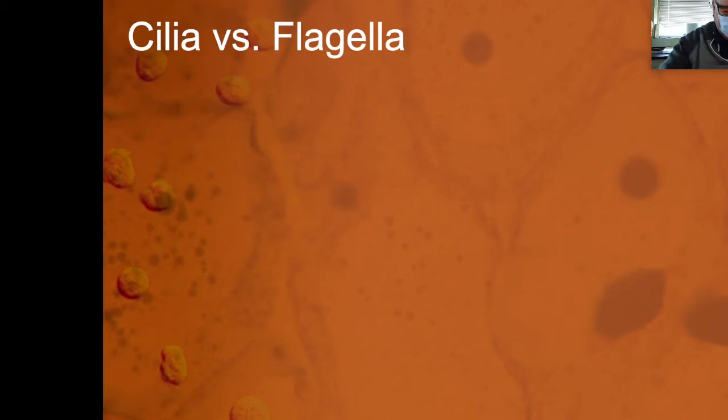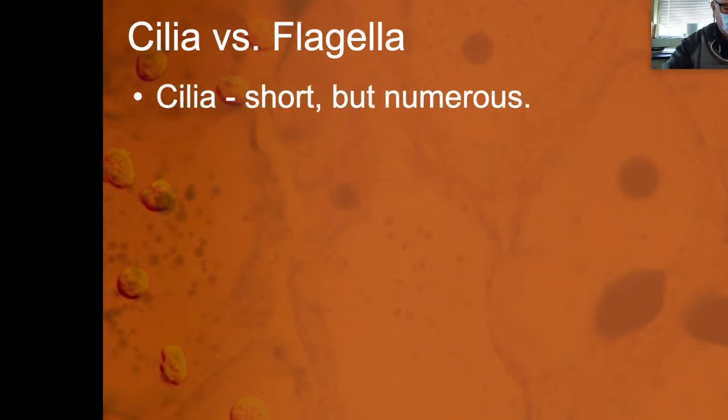All right, let's talk about what cilia and flagella are. Okay, cilia are short, but they're numerous, and a lot of times you'll see single cells covered in little tiny hairs, and they're almost like little oars on a rowboat or a big Viking ship or something. And these will all beat in coordination, and a single cell can swim with these really well.